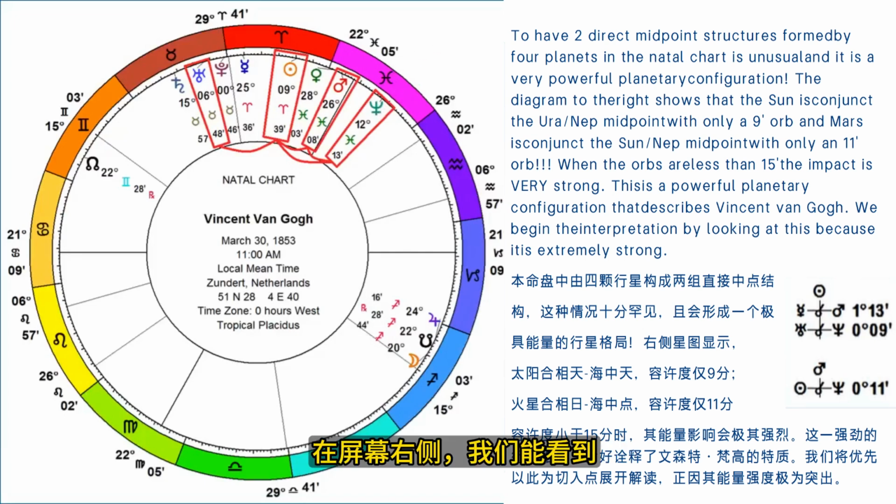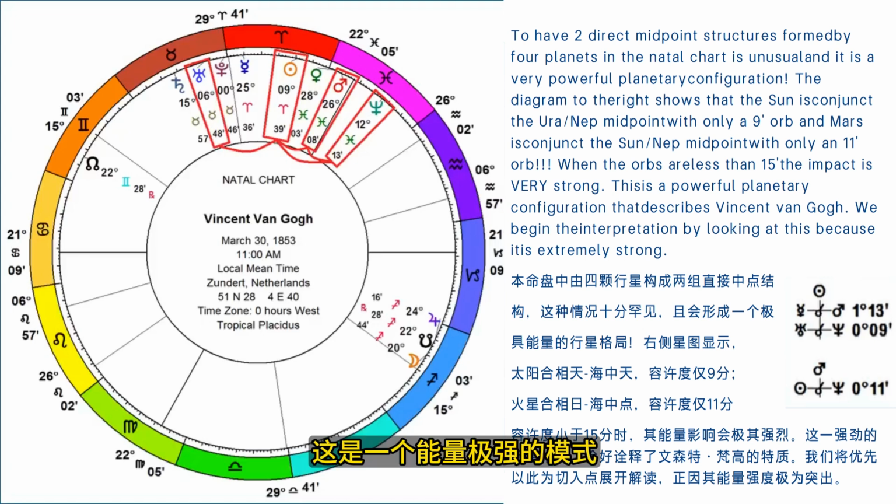So here on the right side, we have what is called a tree diagram. The Sun is conjunct the Uranus-Neptune midpoint. The planet at the top is the focal planet, the planet in the middle, and these are the planets making the midpoint. Sun is conjunct, there's a conjunct symbol there, the Uranus-Neptune midpoint, 9 minutes. It's also conjunct another midpoint, we're not going to discuss that here, with a larger orb. And then Mars is conjunct the Sun-Neptune midpoint, 11-minute orb.